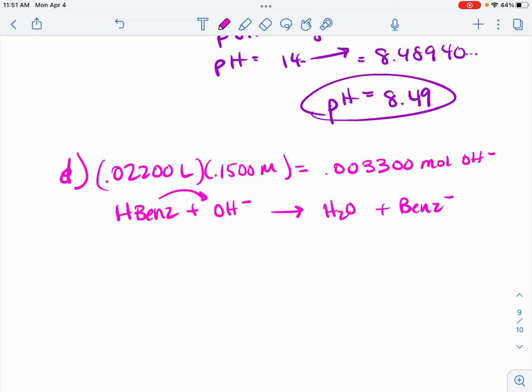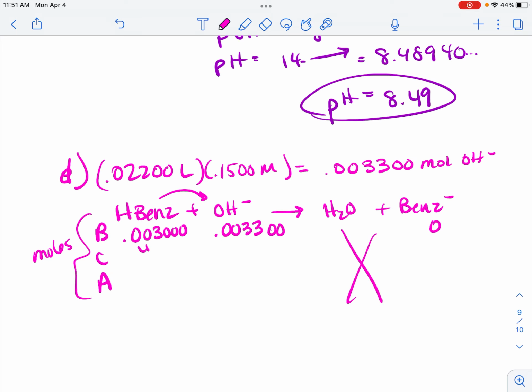I'm still titrating, so this is a one-way equation between the acid that was in my flask and the OH minus that I've added. This is BCA. This is still 0.003000 because that's how many moles were in my flask of benzoic acid. I've added 0.003300 moles of hydroxide. So now the benzoic acid is limiting, so it's minus 0.003000. 0.003000 minus 0.003000 gives me 0 and 0.000300.